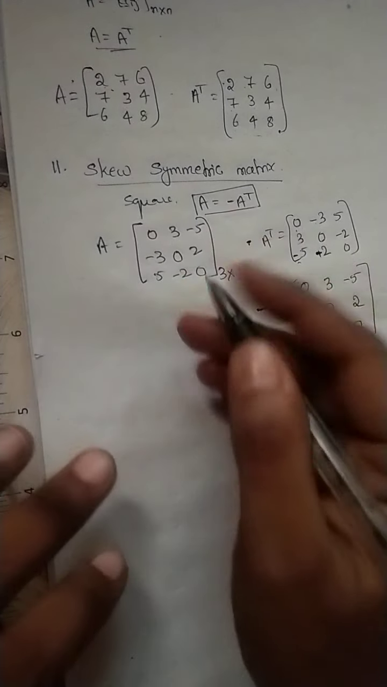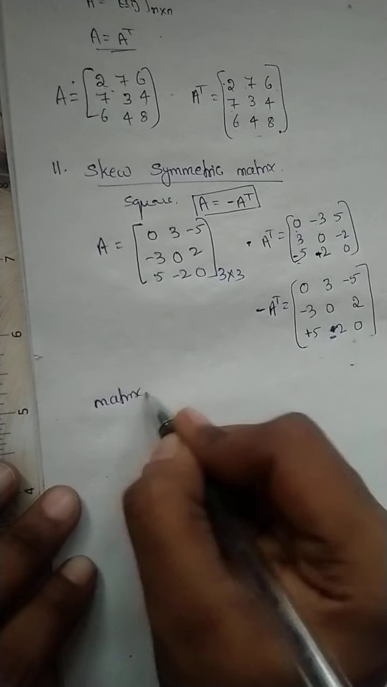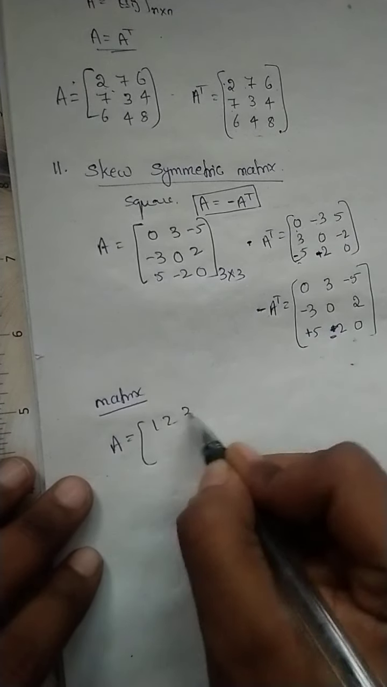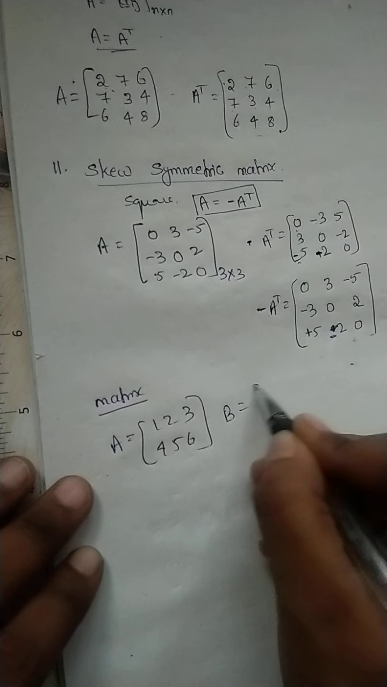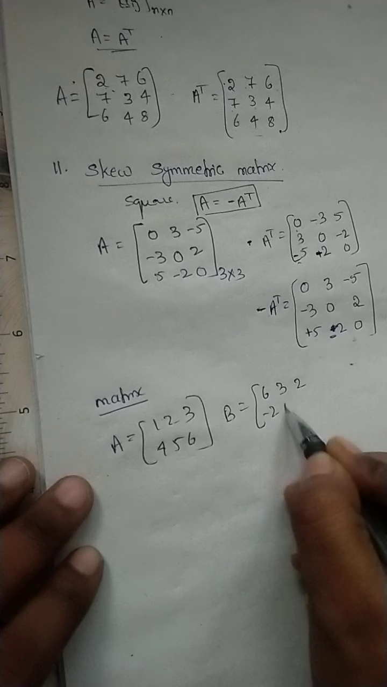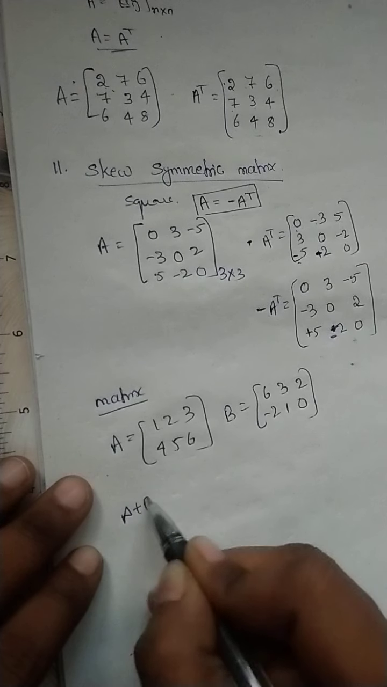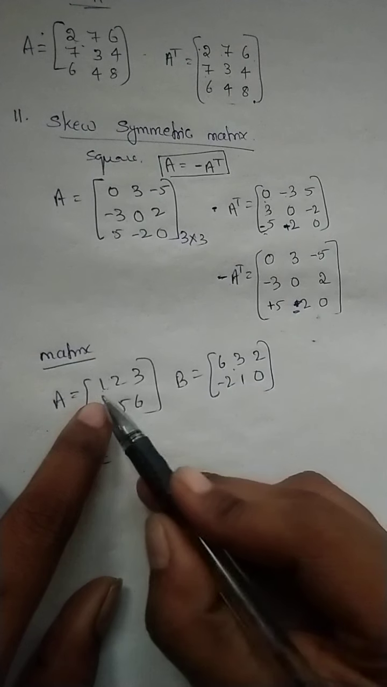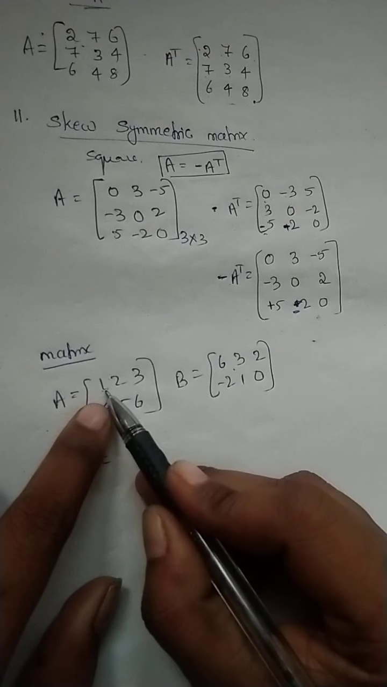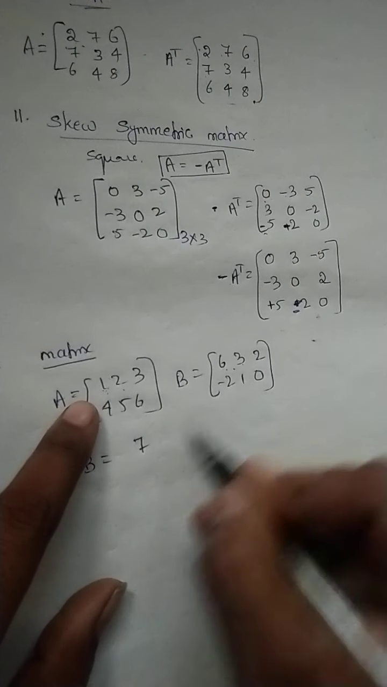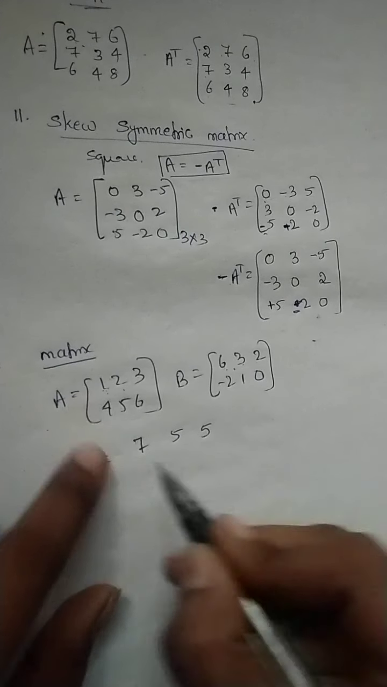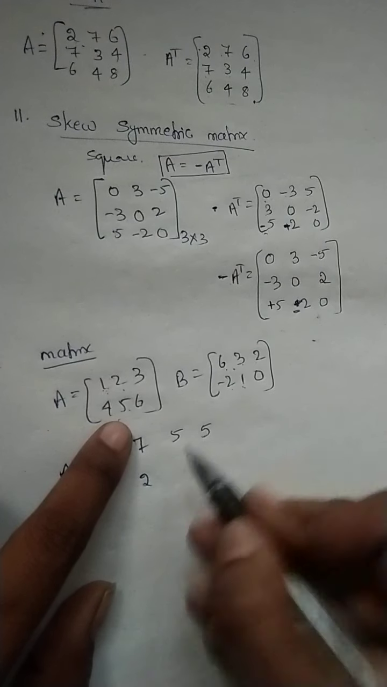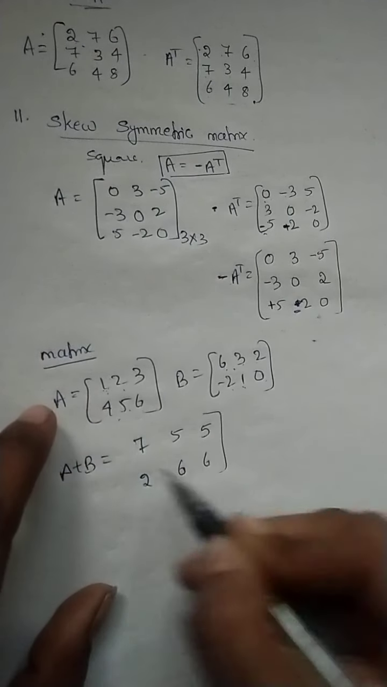Now coming to the algebra of matrices. Here we can perform addition, subtraction, and multiplication on matrices. So consider A equals 1, 2, 3, 4, 5, 6 and B equals 6, 3, 2, minus 2, 1, 0. Then A plus B, addition of two matrices, means adding the elements at the particular location. So 1 plus 6 is 7, 2 plus 3 is 5, 3 plus 2 is 5, 4 minus 2 is 2, 5 plus 1 is 6, and 6 plus 0 is 6. This is our A plus B.